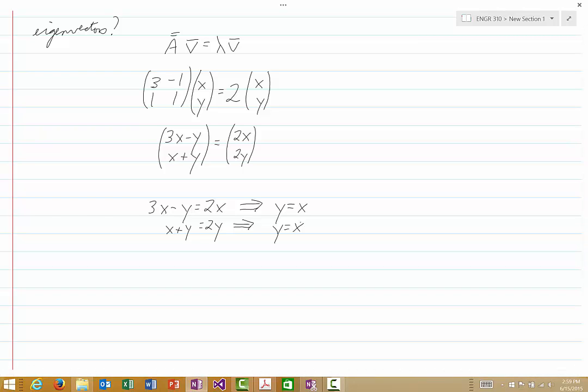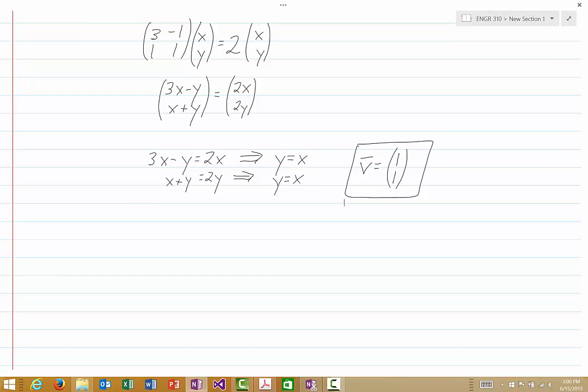Now, that doesn't give us an exact value for the eigenvector, but it tells us something about the eigenvector. In other words, the eigenvector will be the set of all non-zero vectors in R2 such that y is equal to x. We can pick any one of them, and all the others will be a multiple of that one that we pick. And so perhaps we'll pick v is equal to 1, 1, just like the example that we had above.